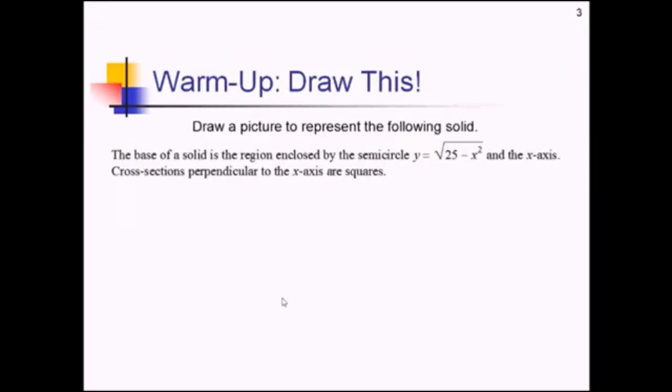For our warm-up, we're going to try to visualize what's going on in one of these problems. Let's say we have the base of the solid as a region enclosed by the semicircle given here and the x-axis. Here's the straight-up graph of this thing. Based off the fact that the cross-sections perpendicular to the x-axis are squares, your job is to draw this situation out, draw the solid. All right, let's see how that went for you.